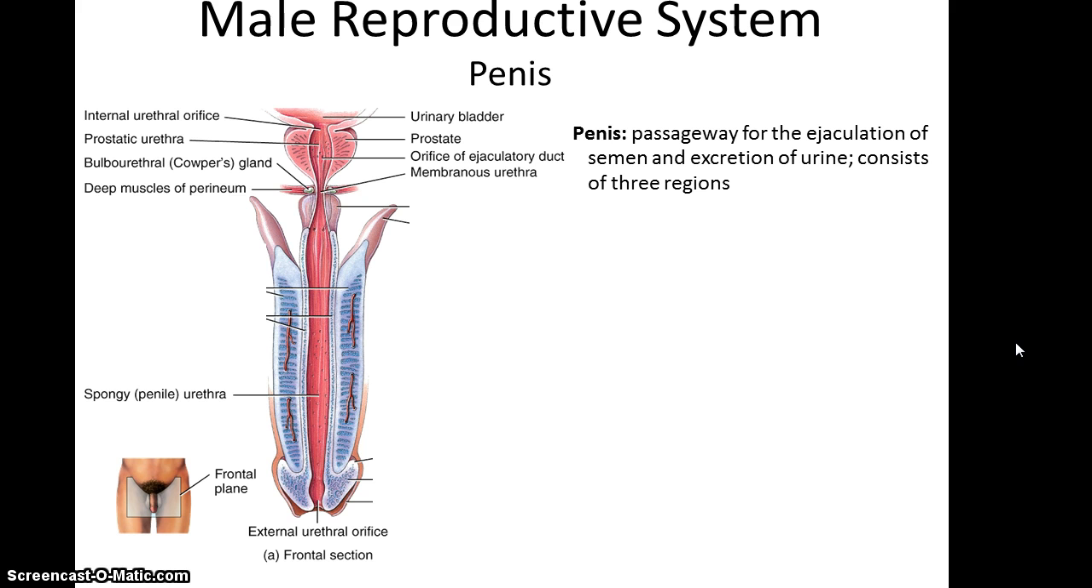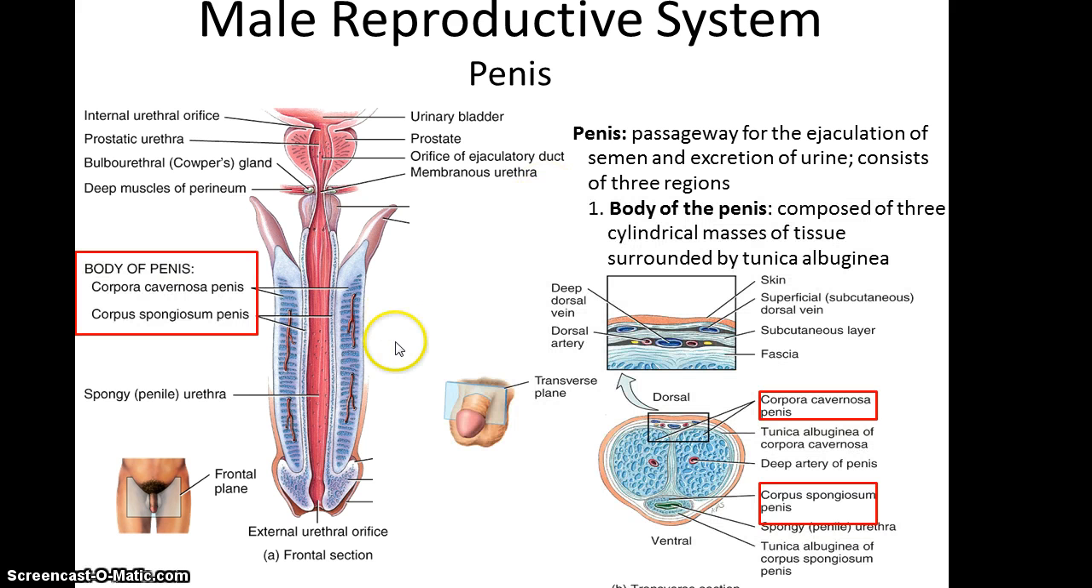And it consists of 3 regions of its own. You have the body of the penis, the main portion, and it has 2 structures within it. The corpora cavernosa penis, which is on the more superficial area, and then the corpus spongiosum penis, which is wrapped around the urethra and is a little sturdier in order to keep the urethra open. And then, of course, all of this is surrounded by the tunica albuginea, which is basically the connective tissue that helps to underlie the skin.